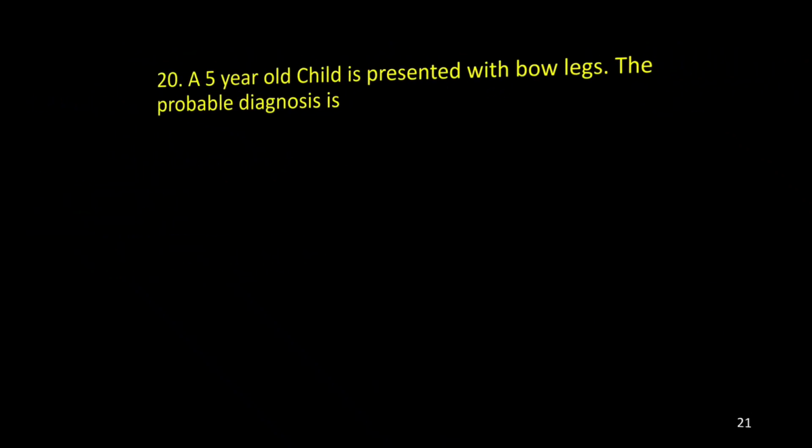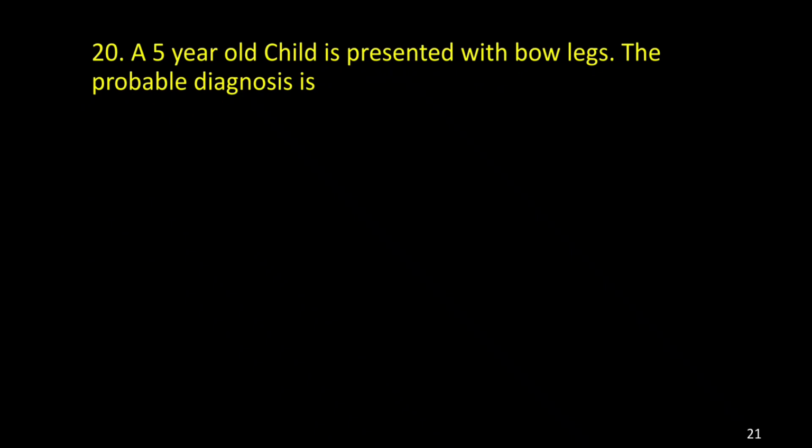Now another MCQ: a 5-year-old child is presented with bow legs. The probable diagnosis is... only one hint is given, that is bow leg. Sometimes instead of this particular word, it may be shown as a picture. From the picture you have to identify what condition it is. So bow leg, knock knee, rickety rosary, Harrison sulcus, these are the typical words given for rickets. So whenever typical words like these are given, you have to catch them, and from that you have to identify. Definitely it is related with rickets.